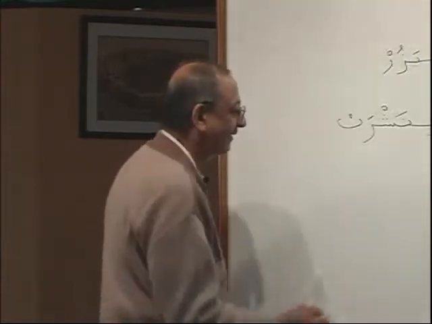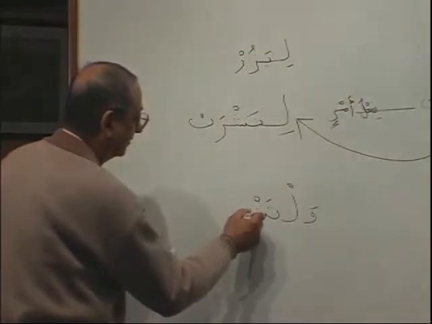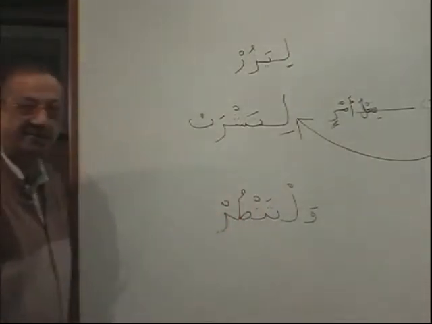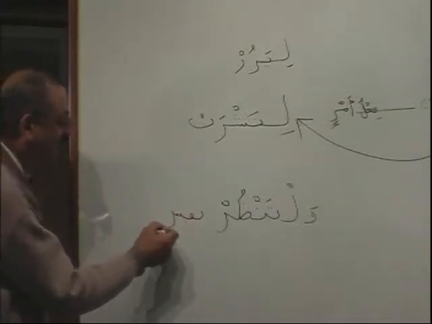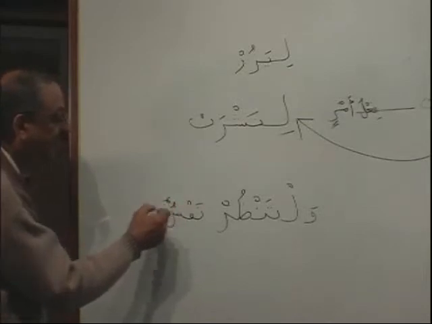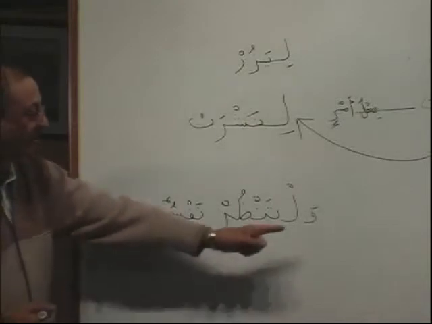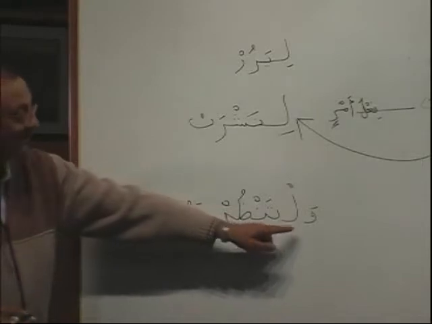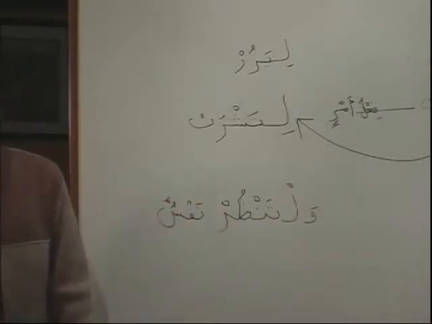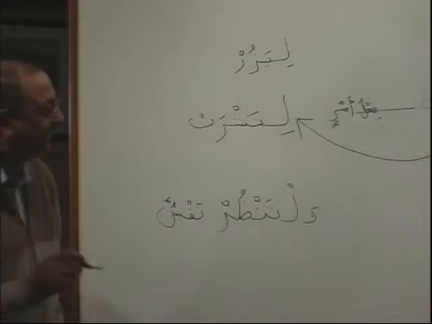Are you with me? Wal tanzur nafsun. Nafsun is feminine, so it became tanzur. Got the idea, brothers and sisters? It became wal. Remove the waw: li tanzur. Very important. Got the idea, brothers and sisters? Inshallah. Okay.